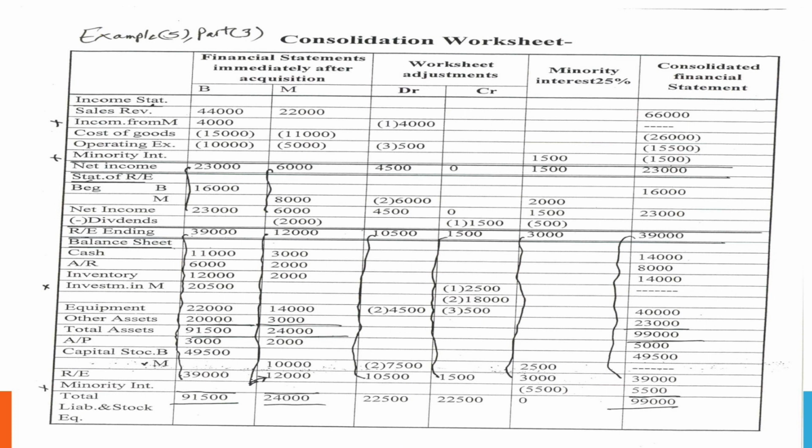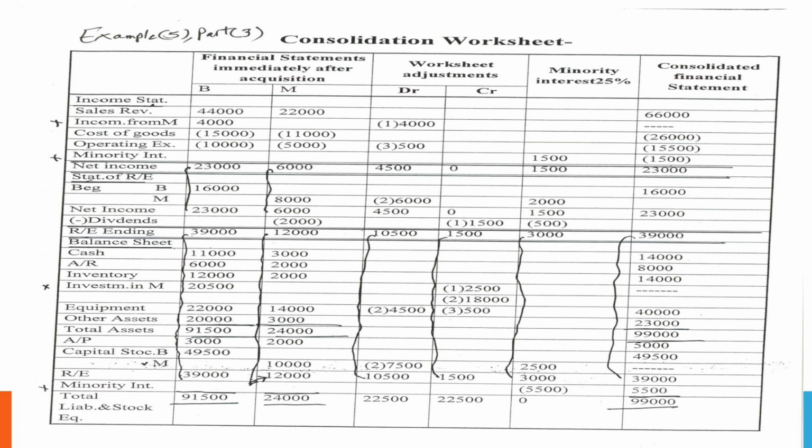I give you question 1. Compute income from sub, 4,000. Where does this come from? You need to show me where this comes from. Second one, compute investment in M, 20,500. Where does this come from? Again, the same questions here.